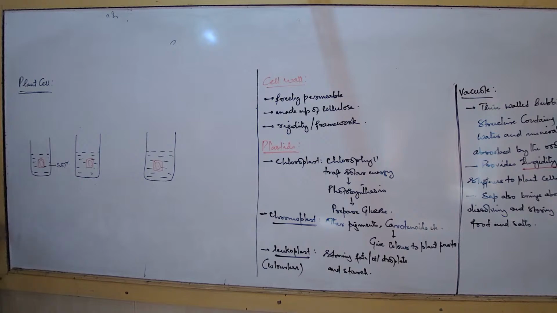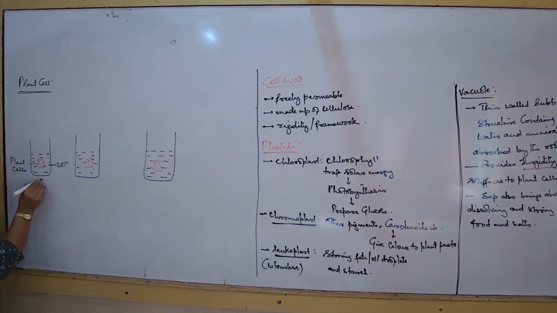So what did I take in this experiment? Water or a solution, a solution in 3 beakers, and then certain plant cells. We have taken certain plant cells. What are these I'm drawing? I'm drawing some plant cells.